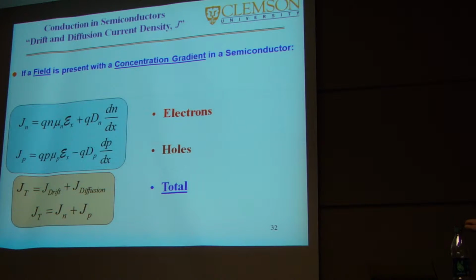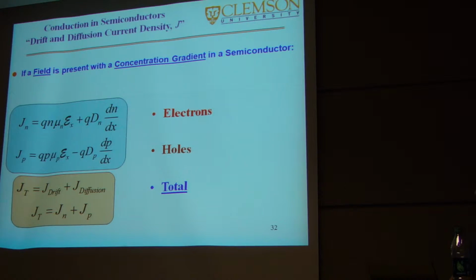This is your diffusion component. Notice it's a gradient, dn/dx. If n is constant, well, that's 0 and I get no diffusion. But if there's a gradient, I'll get a diffusion current component, and that's the diffusion constant or diffusion coefficient, which just comes out of the equations. So I've got 2 drift terms and 2 diffusion terms, and so the total current in a semiconductor is the sum of all 4 of those terms. So J total is Jn plus Jp. Okay? So you've got lots of terms there.